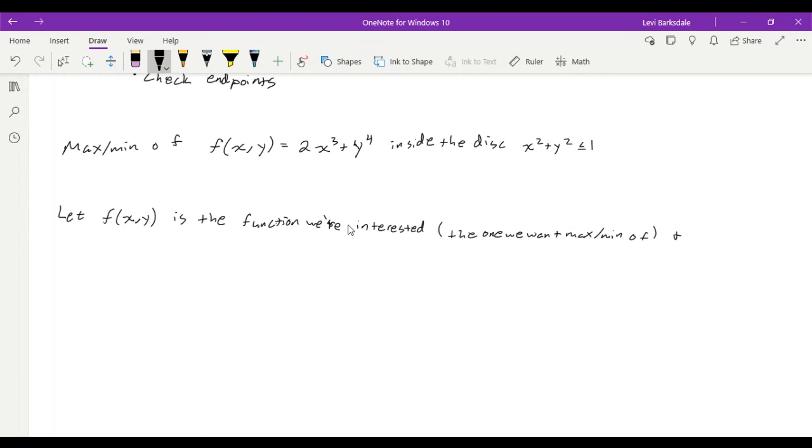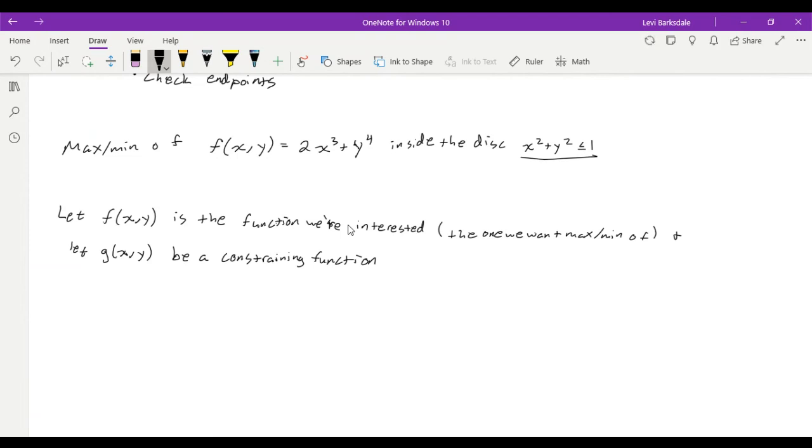And let's say we have another function, a constraining function. g of x, y is a constraining function. So in the above example, f of x, y would be this 2x cubed plus y to the fourth, since that's what we're trying to find the maximums and minimums of. Our constraining function, g of x, y, would be x squared plus y squared minus 1 is equal to 0, because it comes from this constraint that we have to be inside this disk.